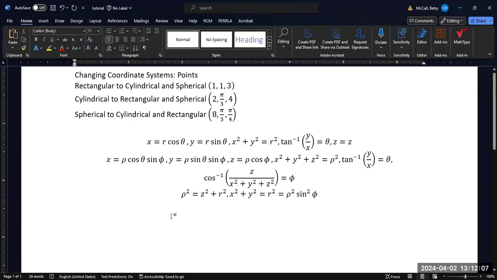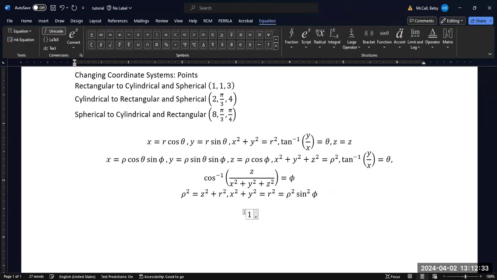All right, so let's start with our first point, (1, 1, 3). This is in rectangular coordinates, and we want to convert it first to cylindrical, and then we'll convert it to spherical. Since we have x, y, and z, to convert to cylindrical, we don't have to do anything with the z coordinate. We just have to worry about the x and the y. So we're going to use our x squared plus y squared formula to get our r. And therefore, r is equal to the square root of 2.